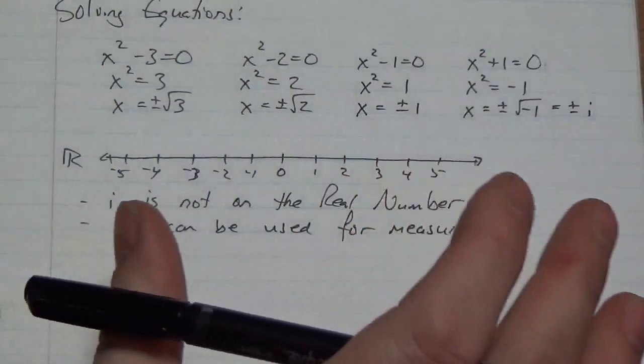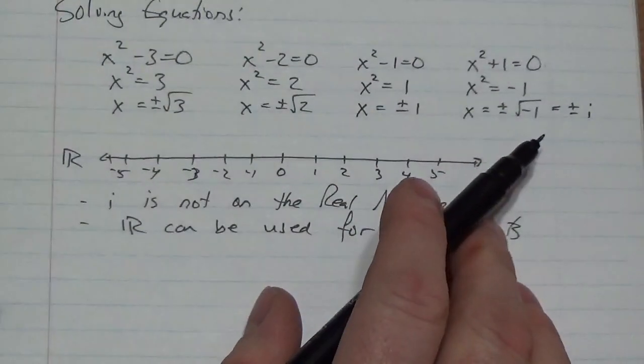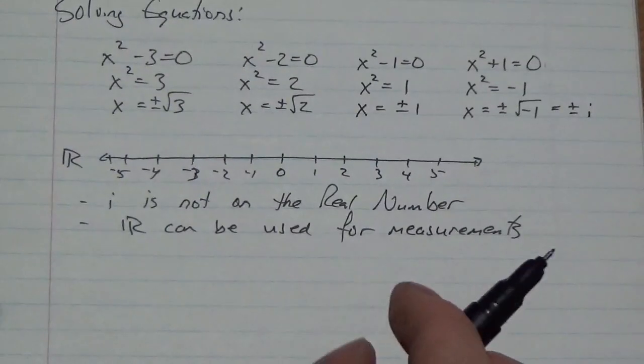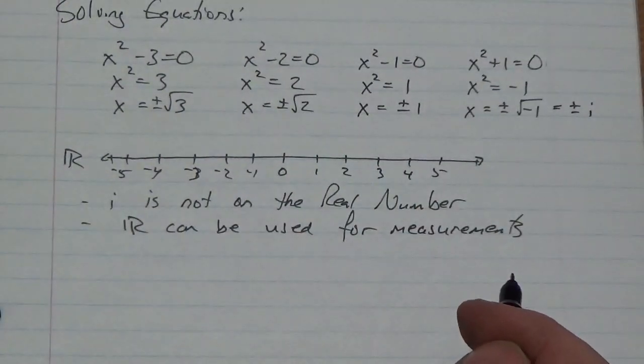We've got rationals, irrationals, the whole bit. All those things can be used for measurements. But the square root of negative 1 really doesn't behave like that. It's not a number in the sense that it shows up on the real number line.